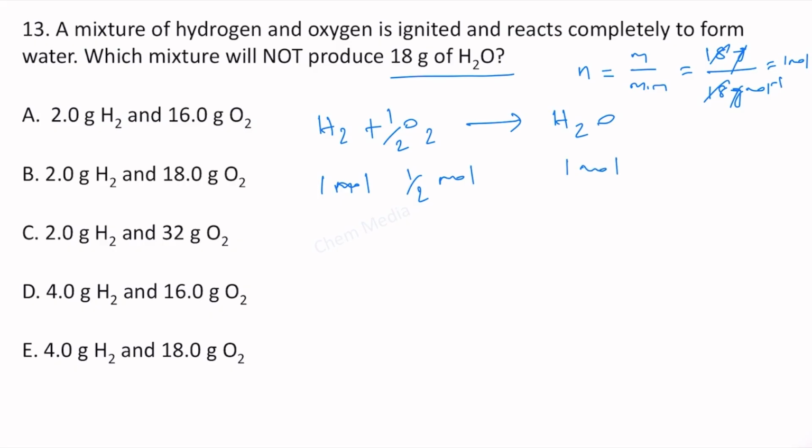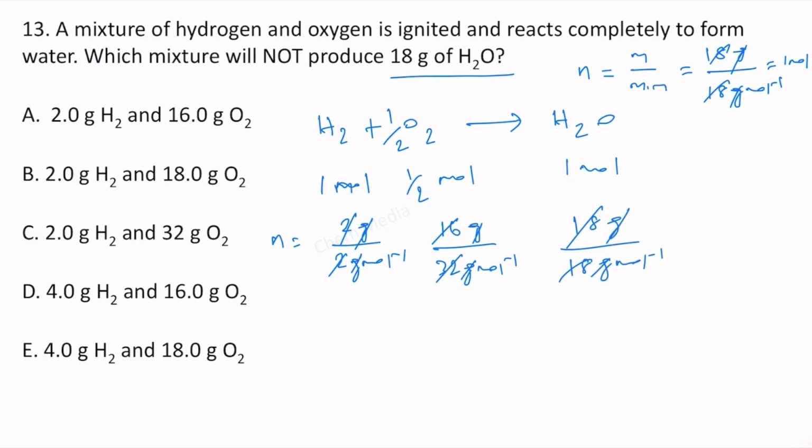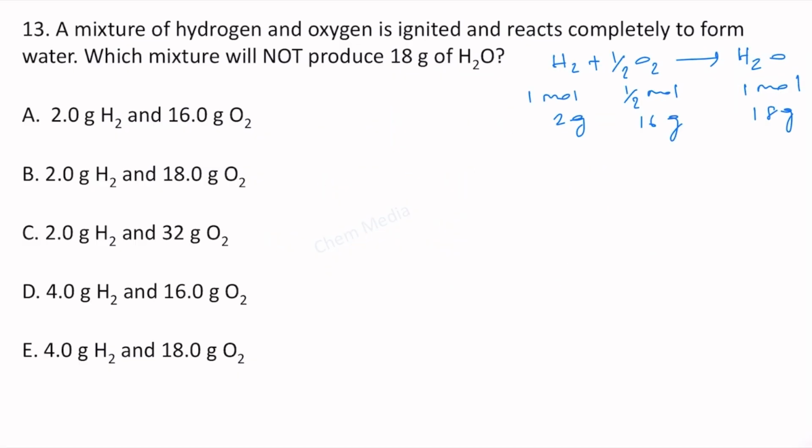To get this mole ratio, what should be the weight required? Let us calculate that first. We know that n is mass divided by molar mass, and therefore this will be 2 gram divided by molar mass of H2, which is 2 gram per mole. So when we have exactly 2 gram, we would get 1 mole of H2. Likewise, when we have 16 gram and the molar mass of O2 is 32 gram per mole, we will get half a mole of O2. Here, we already calculated that.